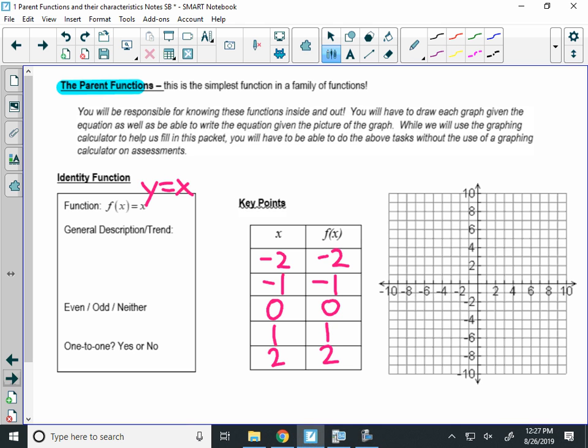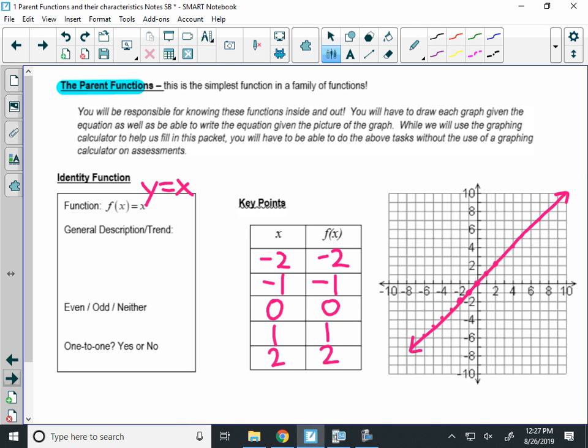All right? So I plot the points negative 2, negative 2, negative 1, negative 1. And you'll know that this is the line that goes through the origin with a slope of 1. So once you plot your key points, you'll know what it looks like. You did a lot. We're going to do more with this one this year. In geometry, you spent time with this when you were reflecting, like quadrilaterals and triangles and stuff.